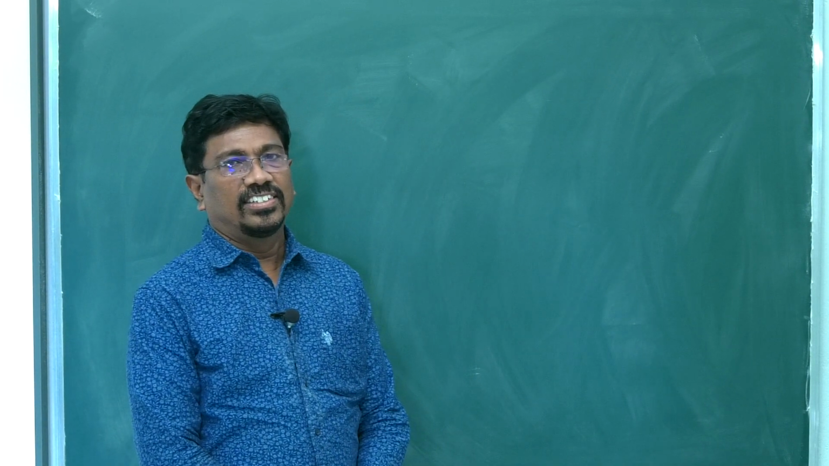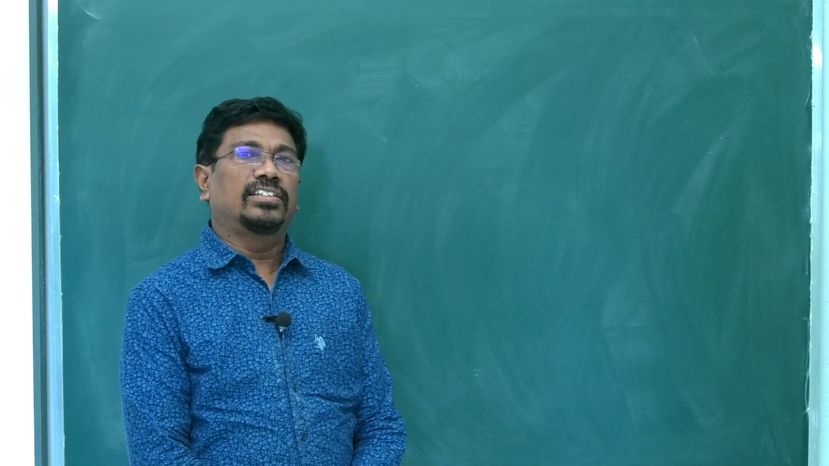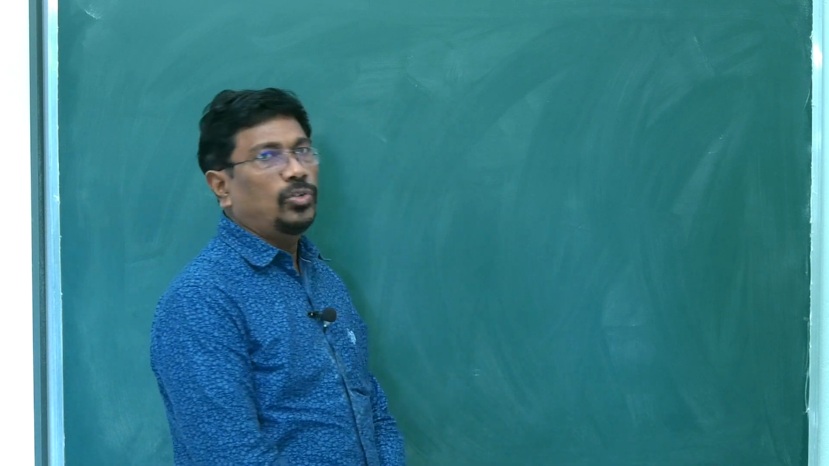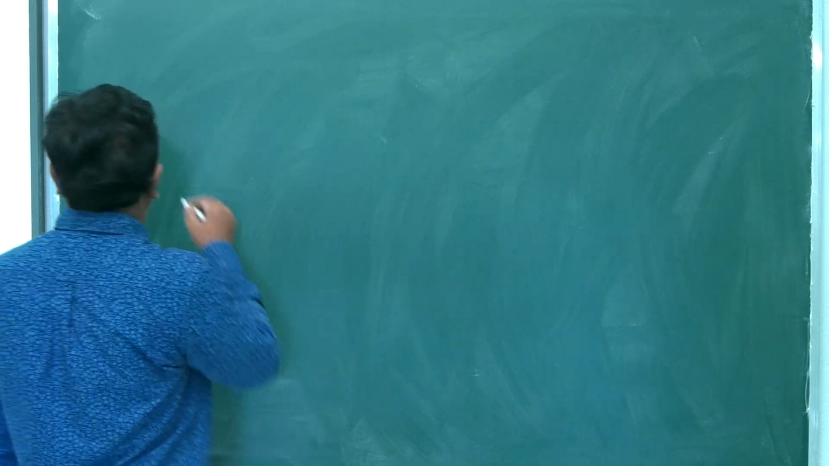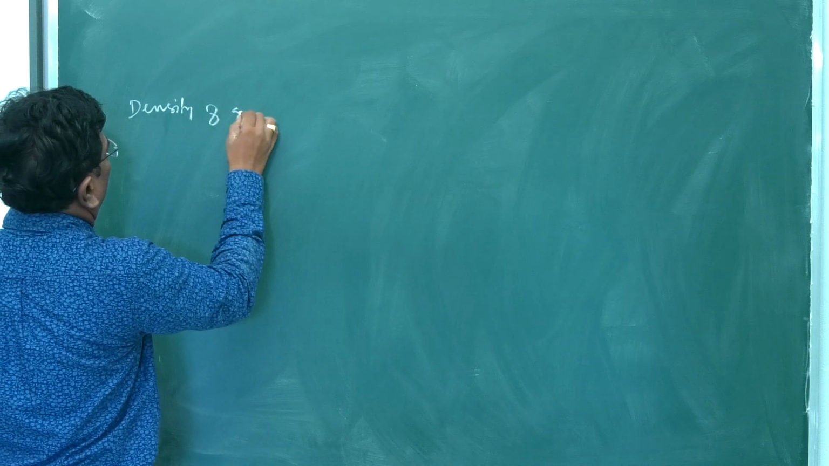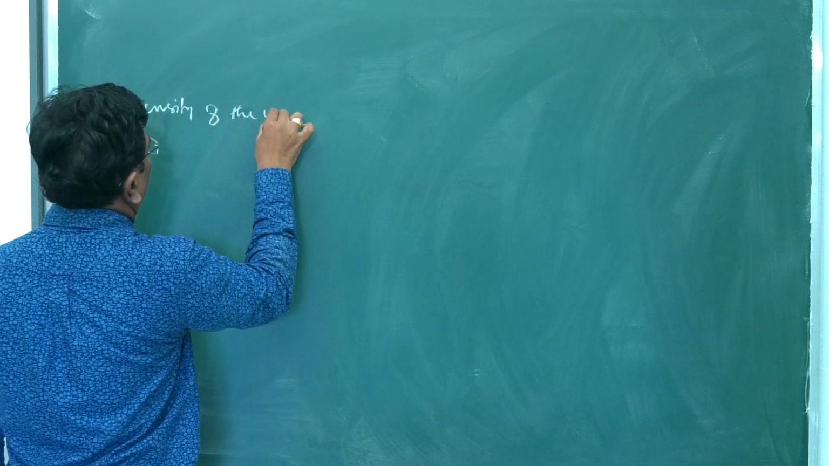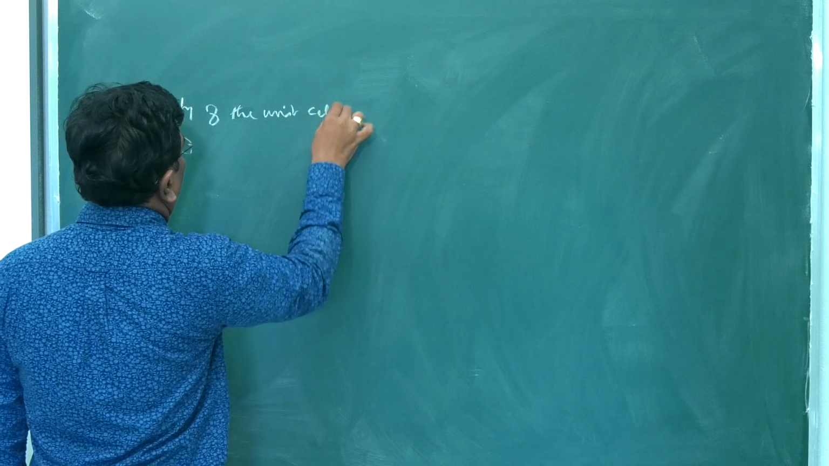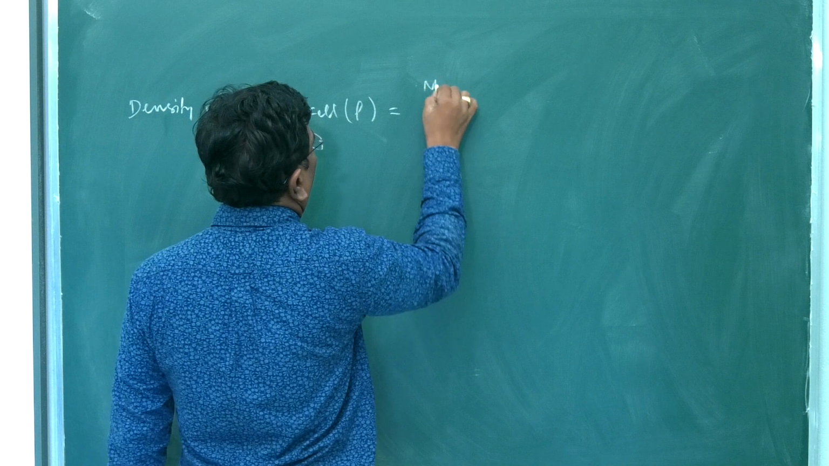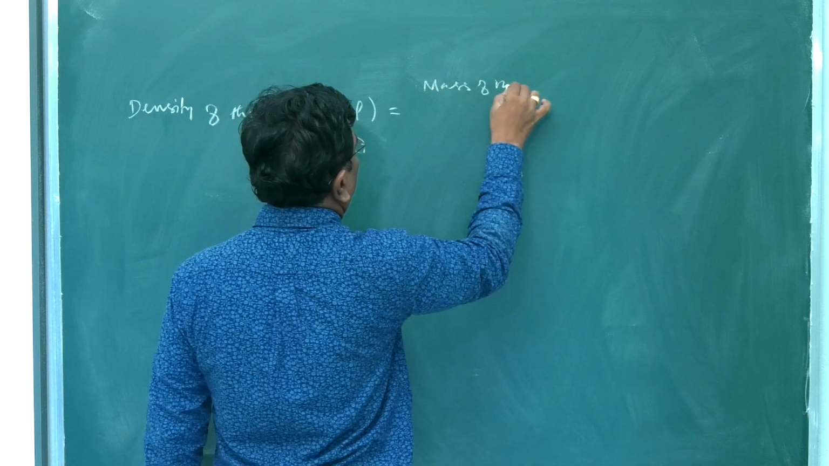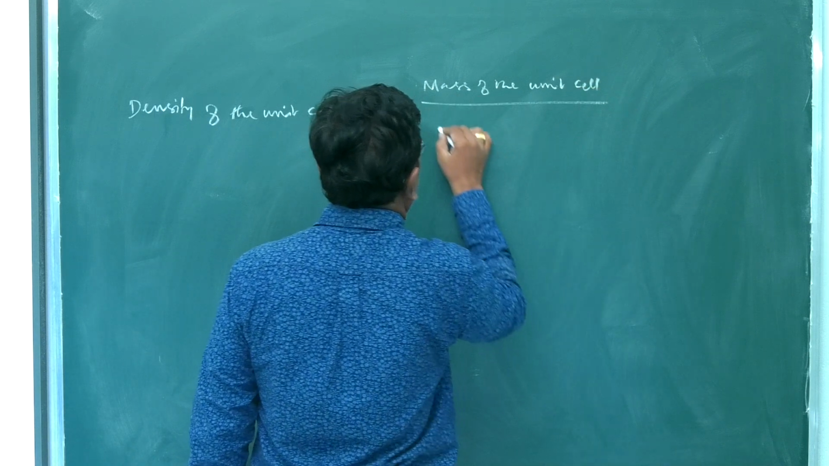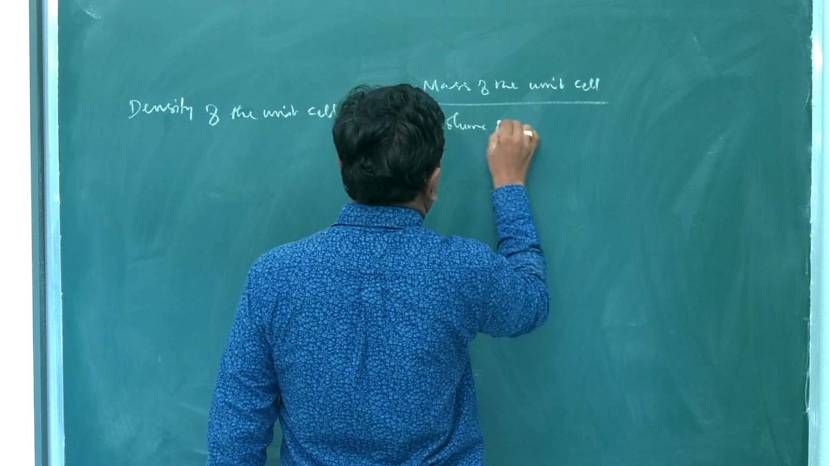Dear students, now we are going to see the density of a particular unit cell. How to calculate density? Density of the unit cell, rho, is equal to mass of the unit cell divided by volume of the unit cell.